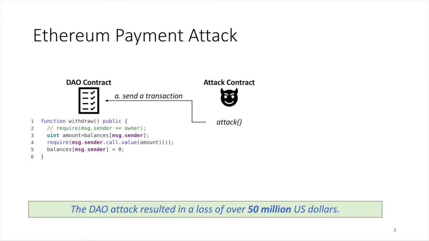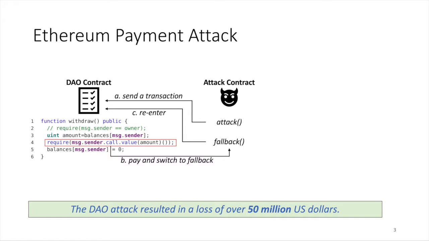Specifically, the attacker started the attack by sending a transaction to the DAO contract to call the withdraw function. According to the service logic, a payment will be made from the DAO to the sender of the transaction, with an execution context switch as well. However, the fallback in the attacker maliciously calls back to the DAO repeatedly to receive more unexpected payment before the balance is updated.